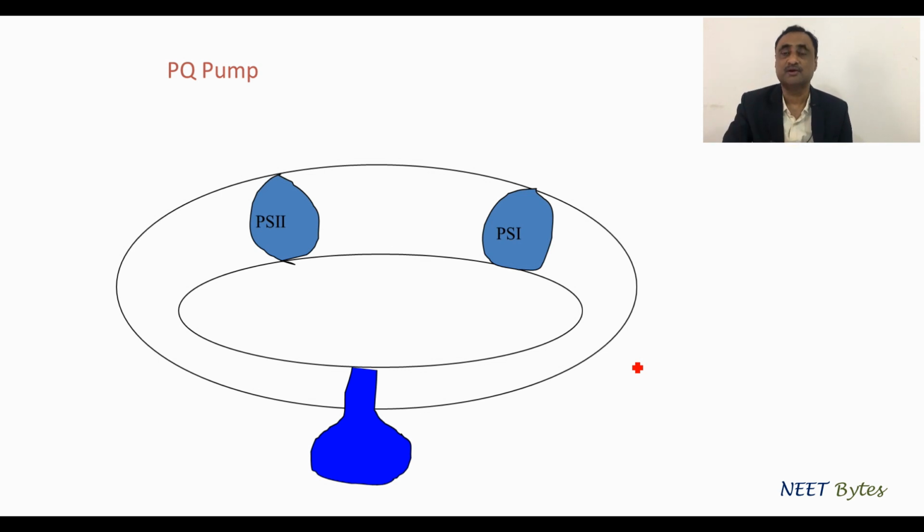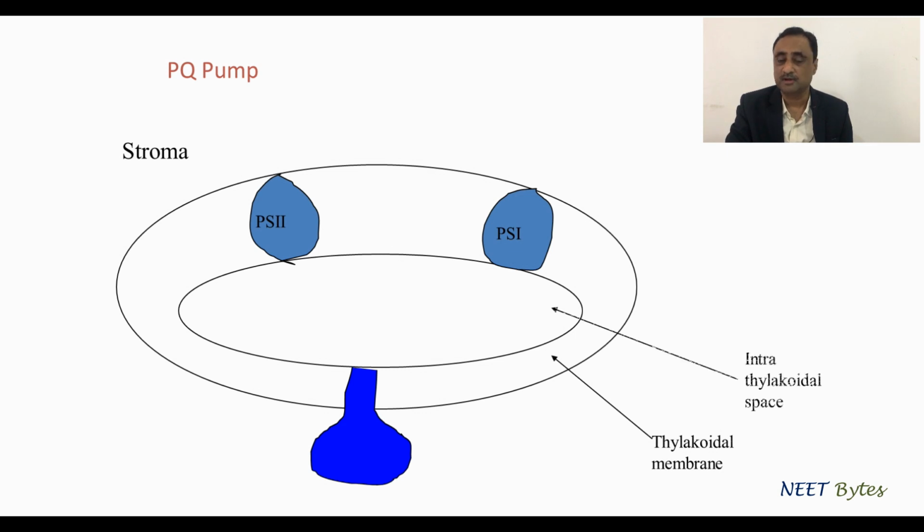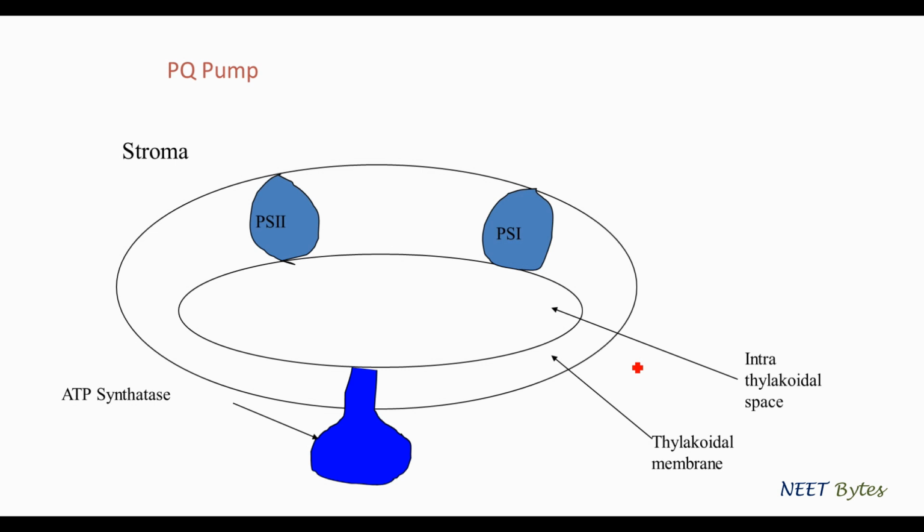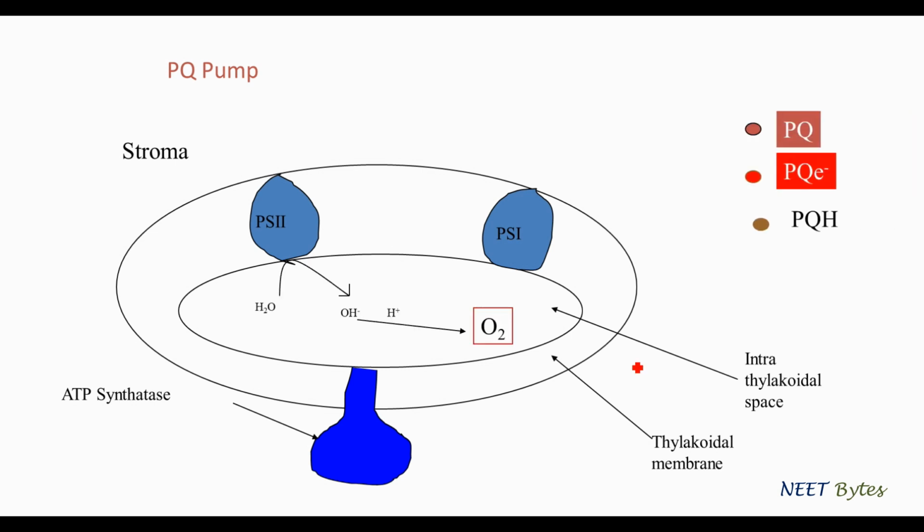Okay, let's see what the sequence of events is during the plastoquinone pump. So this is the stroma, this is the thylakoidal membrane, this is the intrathylakoidal space, right? And this is the ATP synthetase. Now we know very well that photolysis occurs in the intrathylakoidal space. As a result, electrons are released. Now these electrons are going, right? You can see that plastoquinone is accepting these electrons. So the moment it accepts electrons, it becomes PQ minus. So here we can say that this is the PQ minus, right?